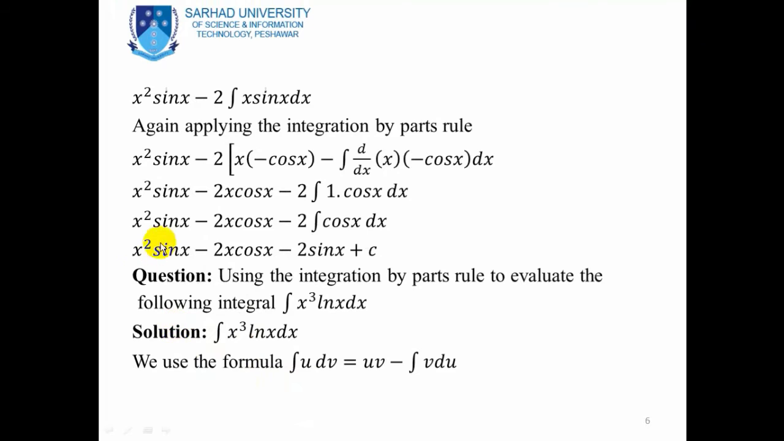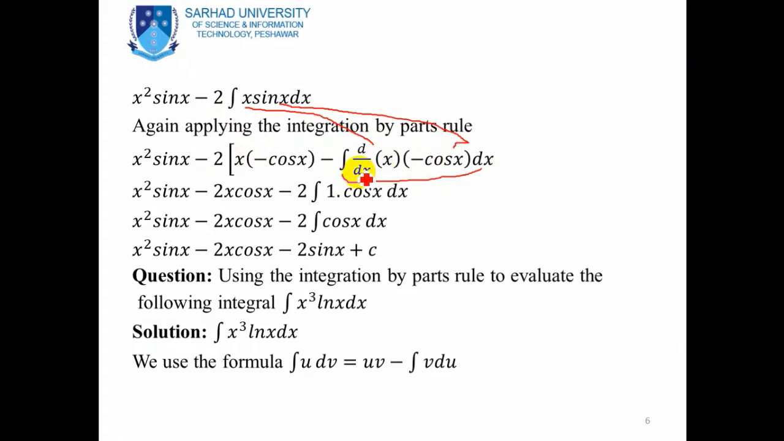So again, using the integration by parts formula, we get x square into sine x minus 2 into the first function as it is and the integration of the second function, which is minus cos x, minus whole integration of the derivative of the first function and the integration of the second function, which is minus cos x. The dx operator is used for this integral symbol, because in this formula we write the first function as it is, integration of the second function, minus whole integration of the derivative of the first function and the integration of the second function.